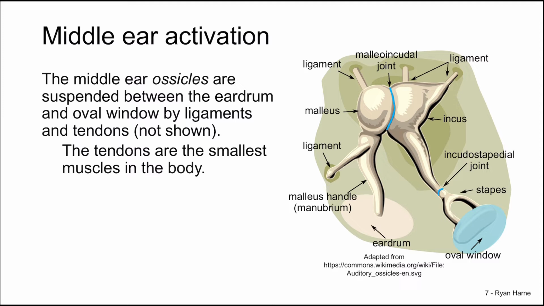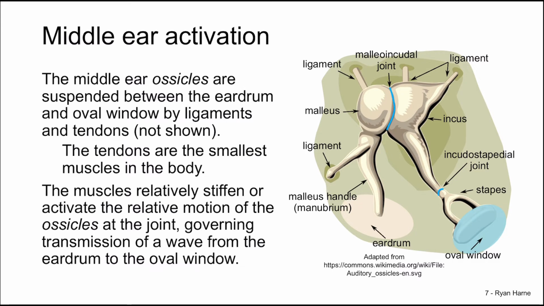Not only are the ossicles the smallest bones in the body, but the muscles that control the ossicles are the smallest muscles in the body. These muscles relatively stiffen or activate the motion of the ossicles at these joints, which govern transmission of waves from the eardrum to the oval window. Of course, by reaching the eardrum, the waves turn into mechanical motions that are then propagated through the middle ear and then become acoustic fluctuations again at the oval window.